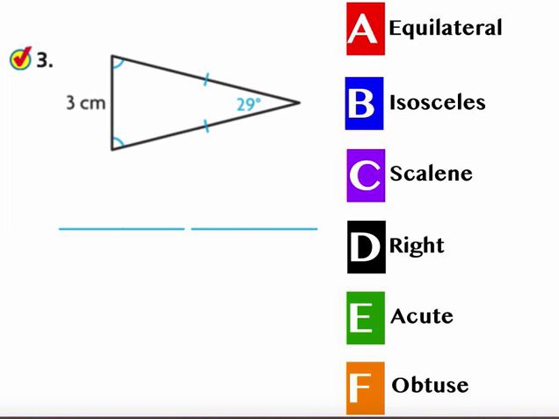How about this one? Okay, I see two tick marks here, but that one doesn't have one. So that means these two are the same. That's an isosceles triangle. Remember, two eyes? And looking at these, they all look smaller than 90 degrees, so that one would be acute. This is an acute isosceles triangle.